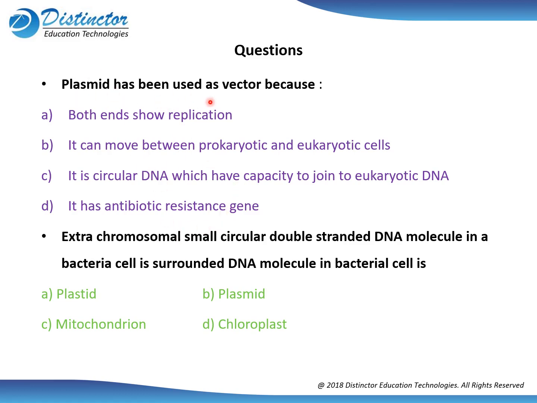Plasmid has been used as a vector because: both ends show replication, or it can move between prokaryotic and eukaryotic cells, or it is a circular DNA which has a capacity to join the eukaryotic DNA, or it has an antibiotic resistant gene.